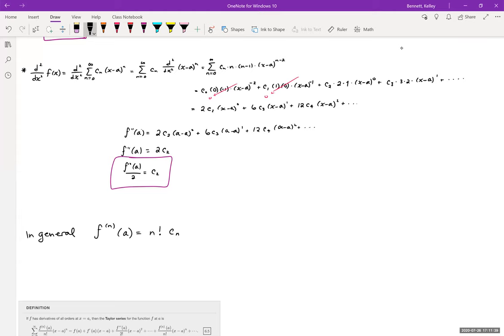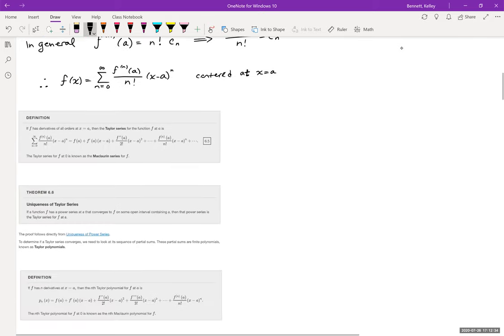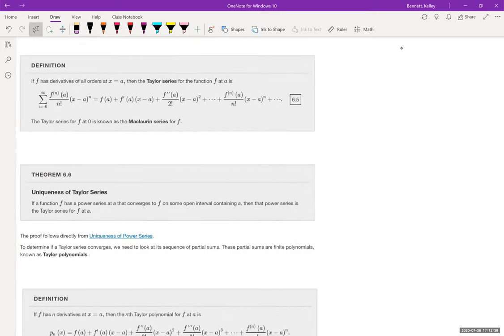And so in general, we can say that the nth derivative of f evaluated at a divided by n factorial is exactly the coefficient c sub n. Therefore, f of x has the power series summation n equals 0 to infinity of c sub n, which is the nth derivative of f evaluated at a over n factorial, times x minus a to the nth power. So again, this is a power series for f of x centered at x equals a. And so here we just see that in the definition.